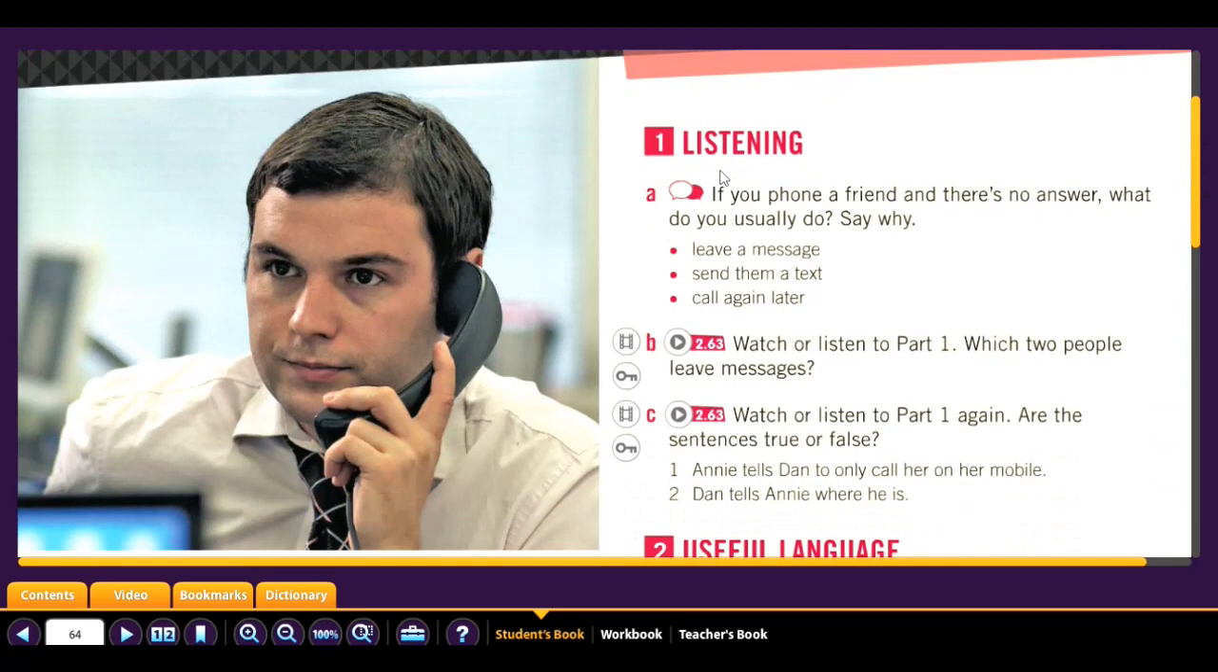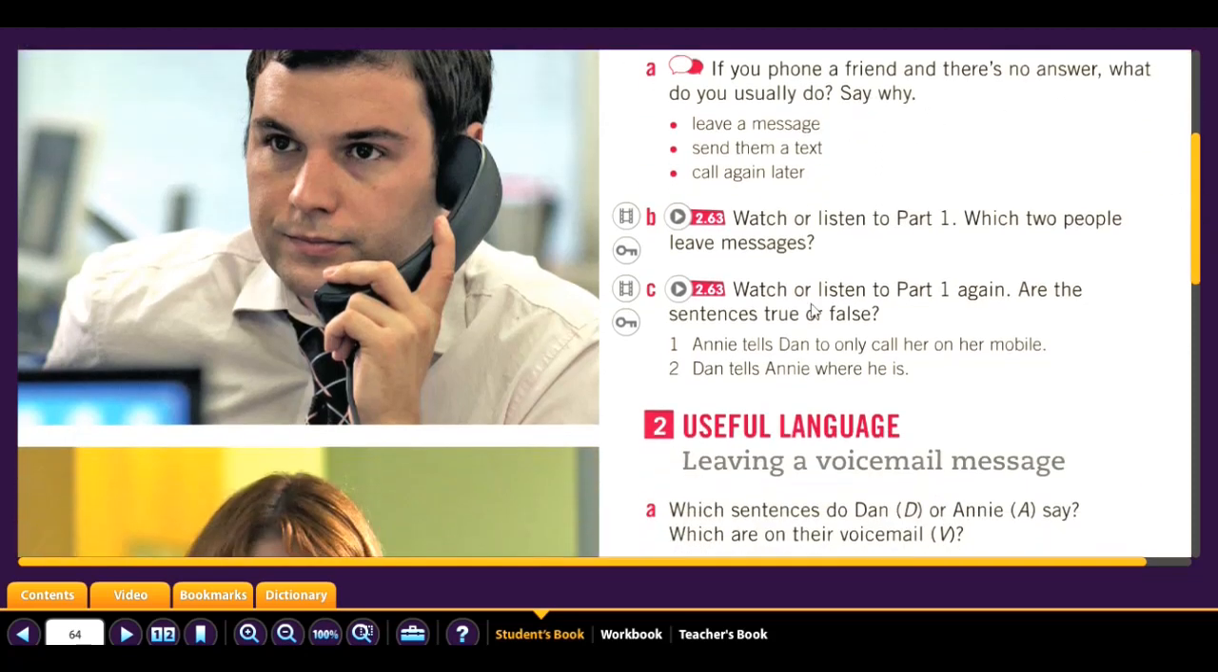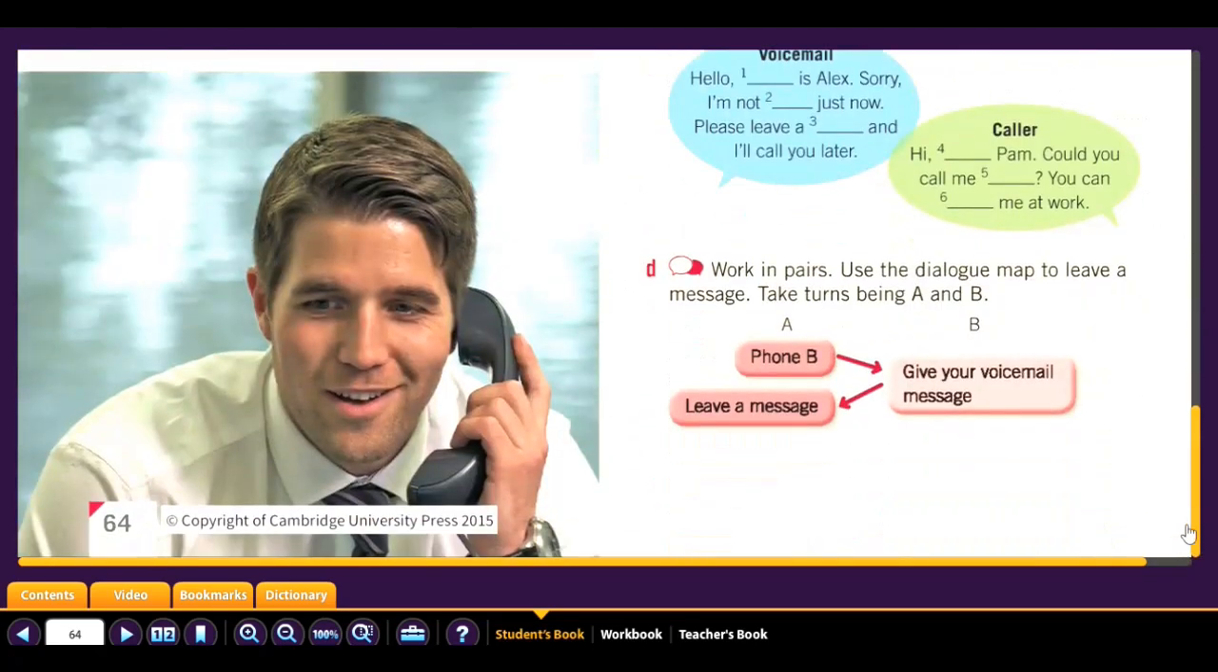So the first part, listening. If you phone a friend and there is no answer, what do you usually do? Leave a message, send them a text, or call again later. Llamar de vuelta otra vez. Call again later. Llamar después. And say why. Now we continue, watch or listen to part one, and which two people leave messages? Dan, Annie, or Leo?